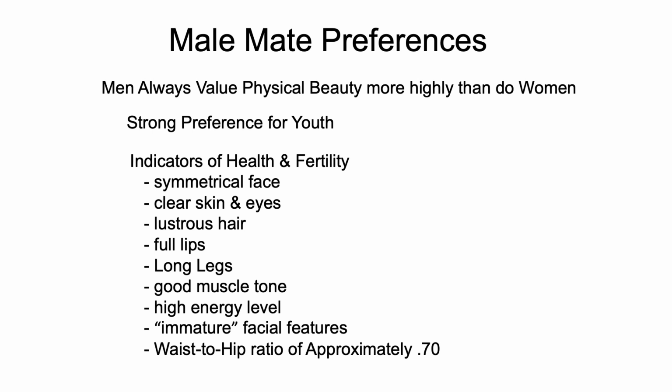So a symmetrical face, clear skin and eyes, thick lustrous hair, full lips, long legs, good muscle tone, high energy level, immature facial features, and a waist to hip ratio of approximately 0.70, meaning that the waist is about 70% as wide as the hips are. We're going to talk about these in much more detail in a later set of PowerPoint slides. But when it comes to mate preferences, men are less discriminating than women, except on this one thing. They like younger partners and more attractive partners.